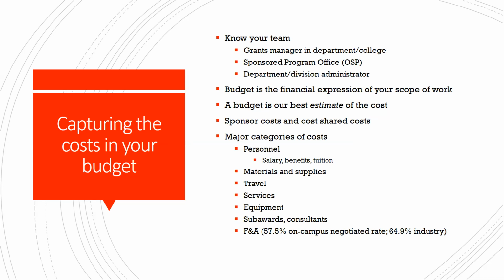Perfect. Thanks. Bye. Okay. So the budget is the financial expression of your scope of work. So when you're building a budget, it's not going to be a one and done thing. As you are building your research plan, your budget is going to change and modify along the way. So it's really important to work with your grants manager or SPO to go through different iterations until you get to the actual final budget once your scope of work is finished, that you figured out what it is.